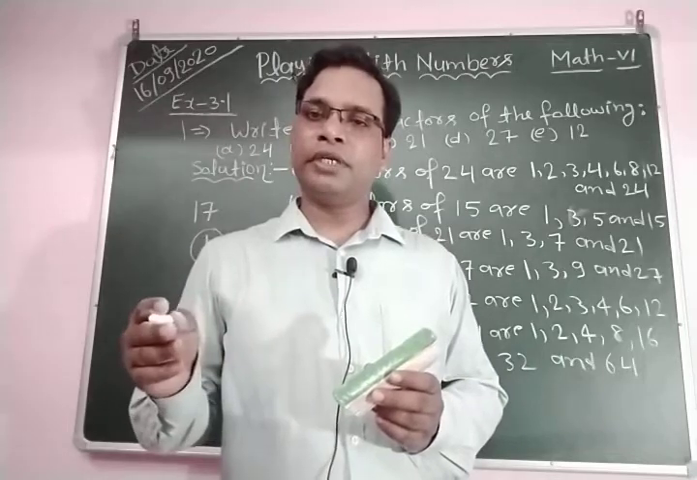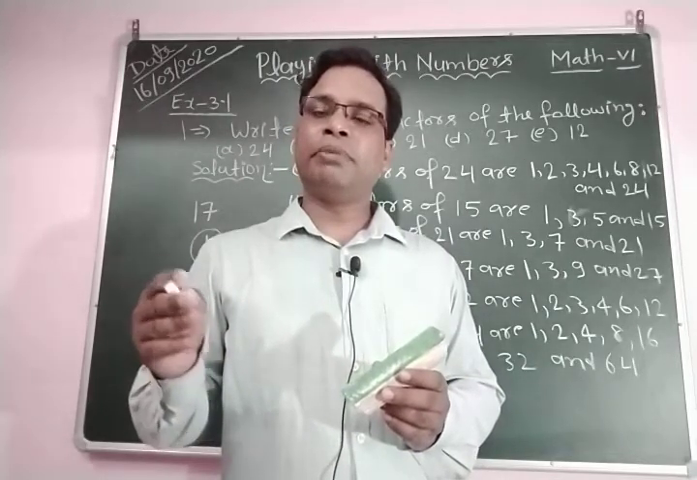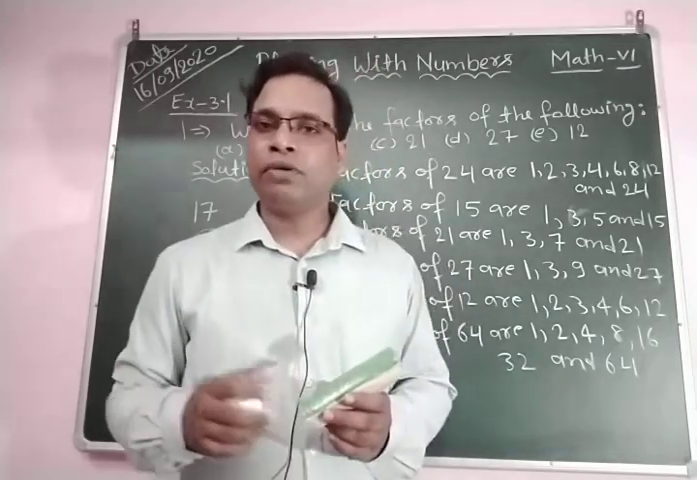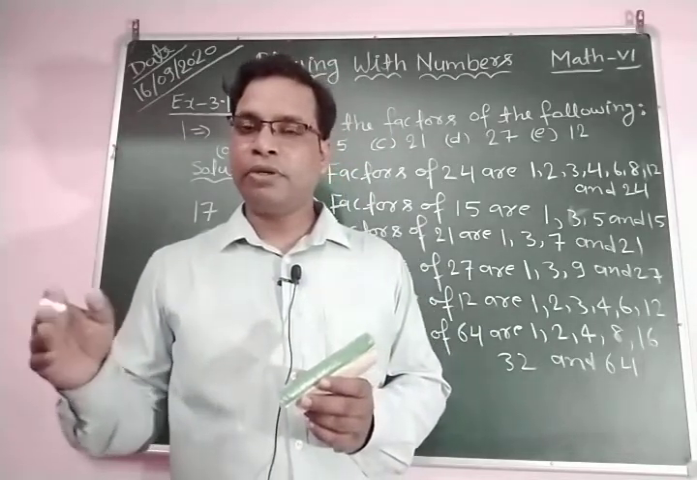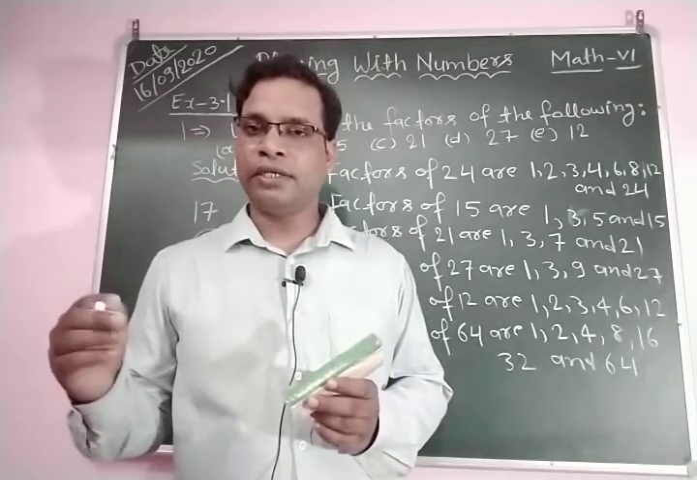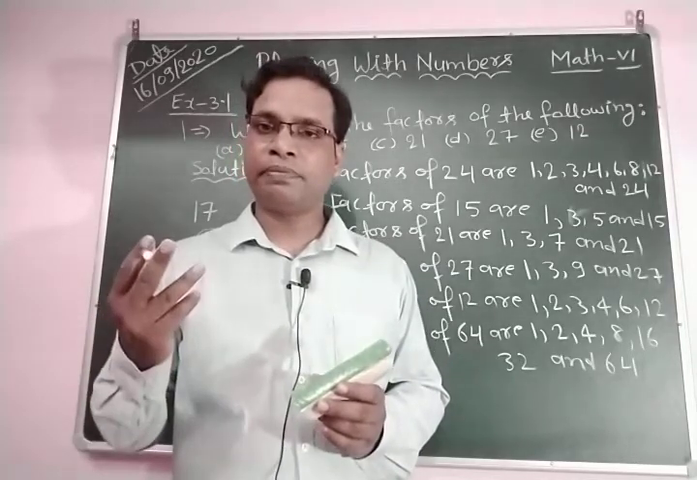5 into 3 is 15. It means that 15 is a multiple of 5. 5 into 5 is 25. 25 is a multiple of 5. 5 into 6 is 30. What is 30? 30 is a multiple of 5.